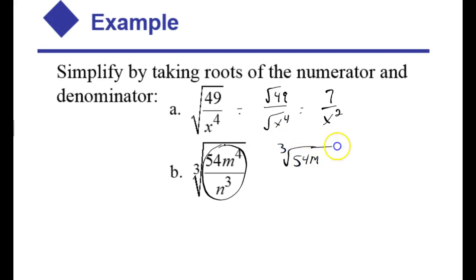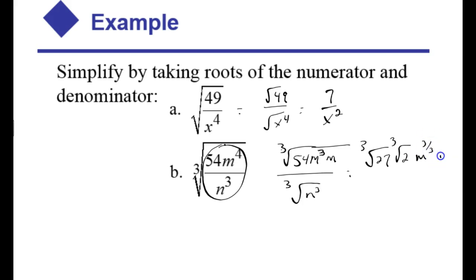I could even write this as m cubed times m. And you'll see why I did that in just a moment. I can see that I'm going to try to simplify this. So the cube root of 54 can be written as the cube root of 27 times 2. This is m to the 3/3, and then the cube root of m.